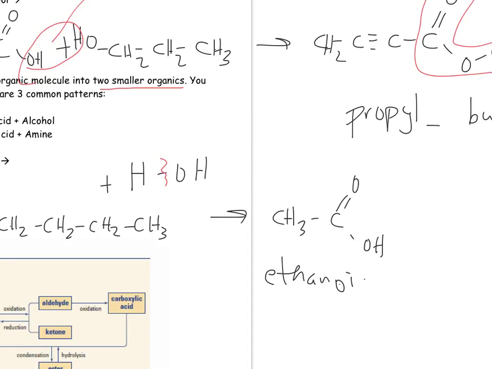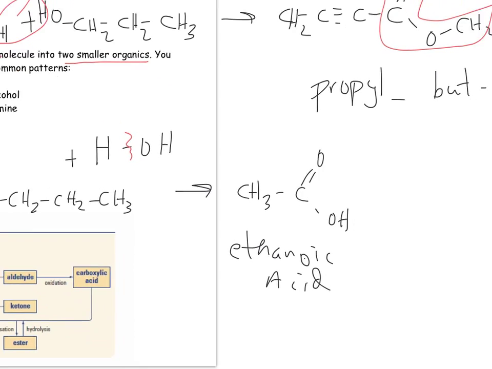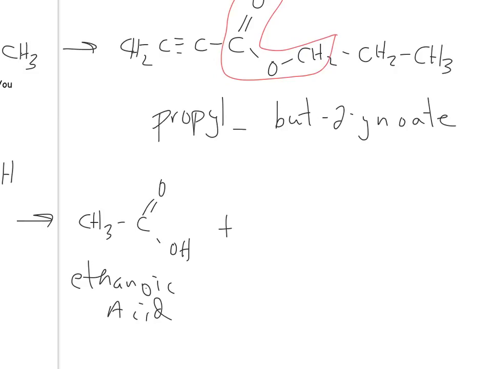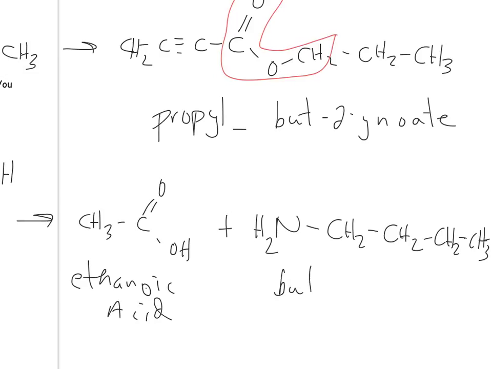My first product is going to be ethanoic acid, if I stick the hydroxyl group on the piece with the double bonded O. And my second product is going to be butane-1-amine. So here I've taken an amide and I've gotten my carboxylic acid and my amine back.